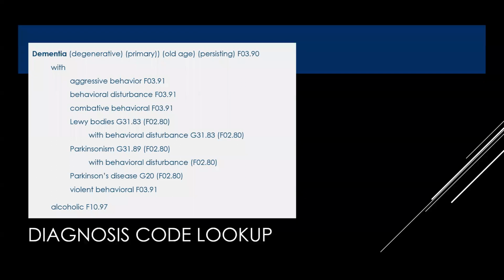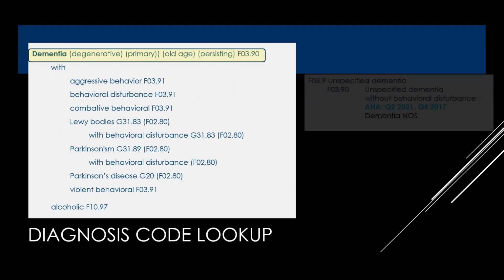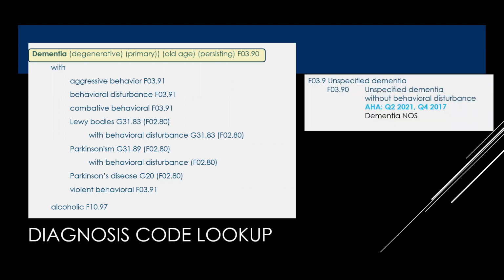The provider documents that the patient has dementia and they're not sure of the cause. If we look in the ICD-10 alphabetic index for dementia, it directs us to F03.90. We should scan the list of subterms to see if any apply, and in this case, they do not. The provider did not document any aggressive or violent behavior or any associated disease, so F03.90 is appropriate. We'll need to verify that in the tabular, and we can see that F03.90 is the code for unspecified dementia without behavioral disturbance or dementia NOS.